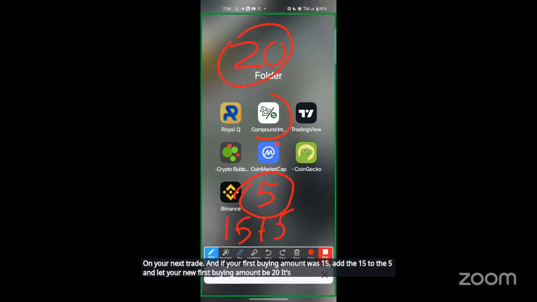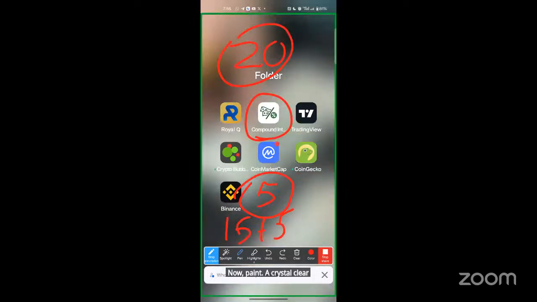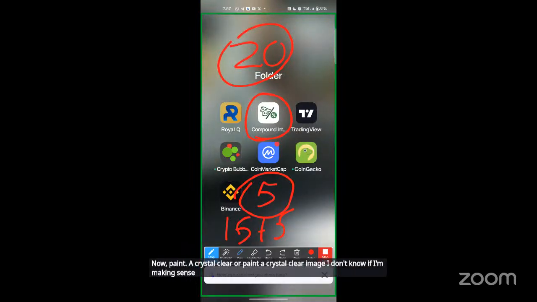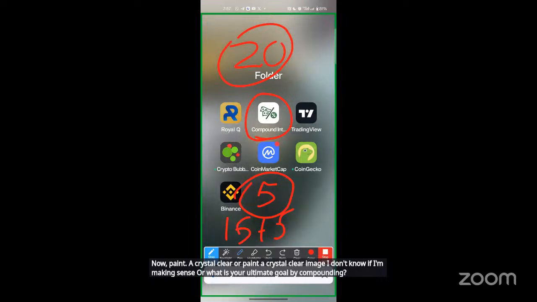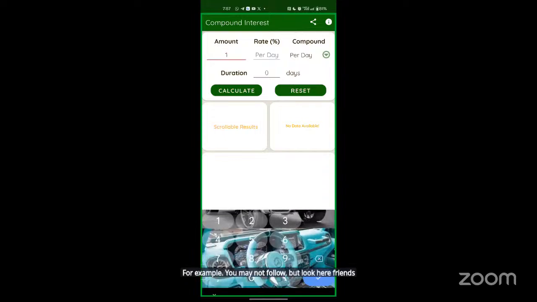It's called compounding. Now, paint a crystal clear picture of your ultimate goal by compounding. I don't know if I'm making sense. For example, you may not follow, but look here, friends. If your first buying amount is 15 and you take 3%, and you focus on finding 300 successful trades, that's why you are here.